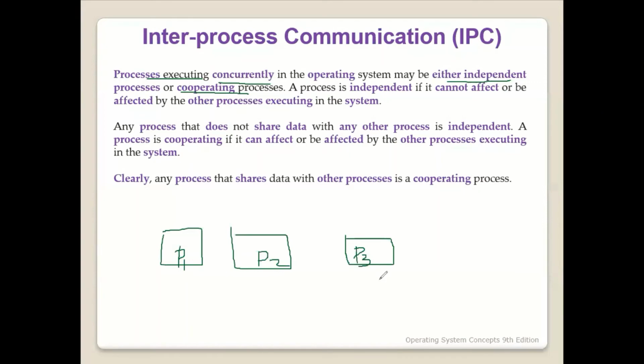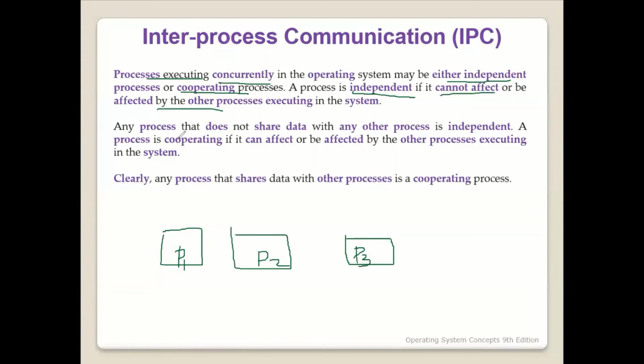A process is independent if it can't affect or be affected by other processes. That is what you call independent. Independent means they don't share any data in between. They don't have anything in common, and the output of one may not be given to the other process. Or the execution of one process is not going to affect another process. They're not sharing anything. You get the idea? That's what you call an independent process.